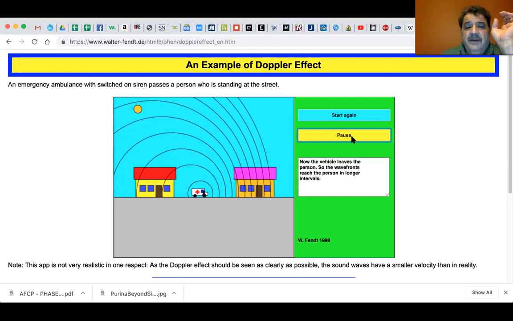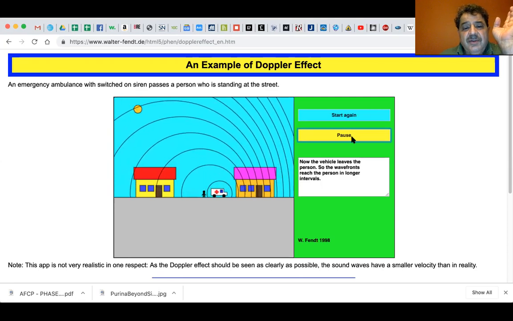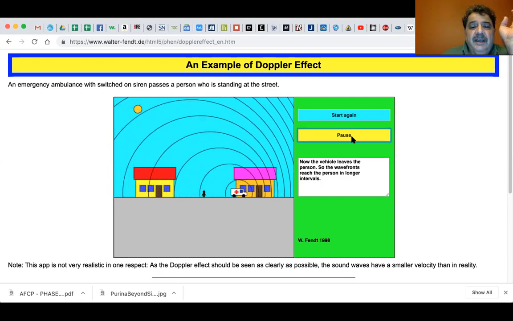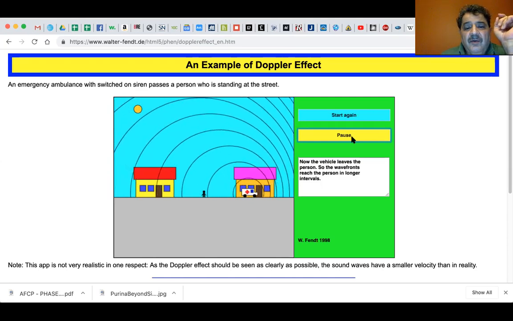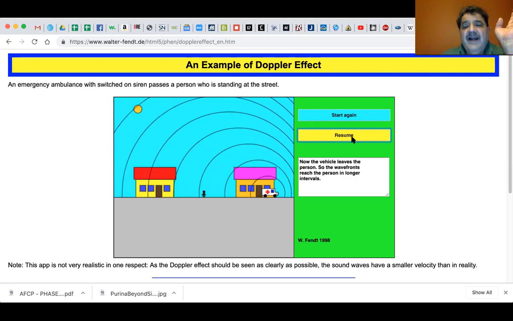across. Okay, now let's count it at 1, 2, 3, 4, 5, and you can see that the wave fronts are spaced out, because not only do you have the speed of sound traveling, but it's being generated by a moving source.